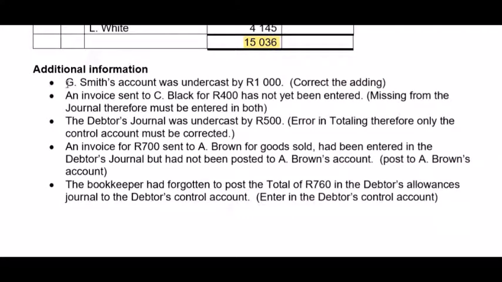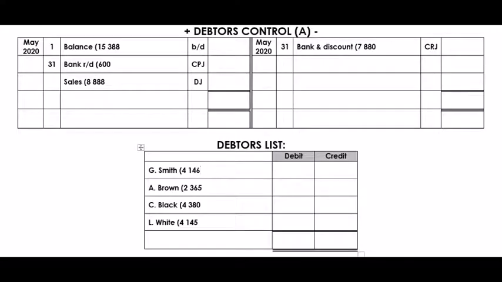You will see. Let's go and look at the first adjustment. It says, G. Smith's account was undercast by 1,000 Rand. Now what this means is that the balance of G. Smith in our debtors list has to be increased by 1,000 Rand. This won't affect the control account. So in the debtors list, next to G. Smith's name, you have to say plus 1,000.